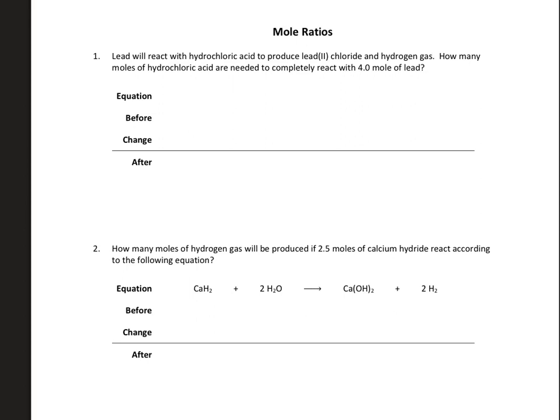Lead will react with hydrochloric acid to produce lead 2 chloride and hydrogen gas. How many moles of hydrochloric acid are needed to completely react with 4 moles of lead?